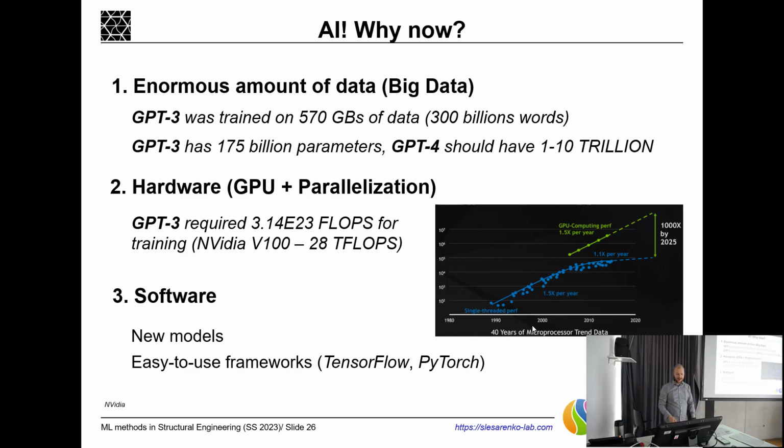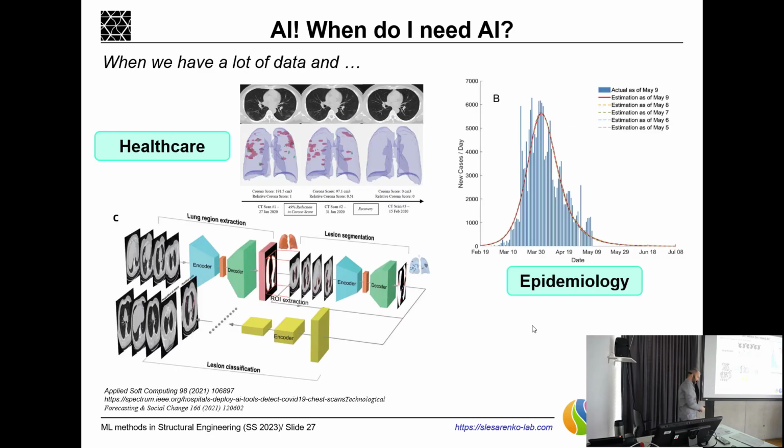Okay, in this case, we're going to another topic that I would like to discuss during this lecture. When do I need AI? We definitely need AI when we have a lot of data. There are some examples, for instance, from healthcare. It became especially popular during the COVID time. This is an example from, I think, this paper, where we see the detection of the COVID risk, basically the lesion in the lungs.